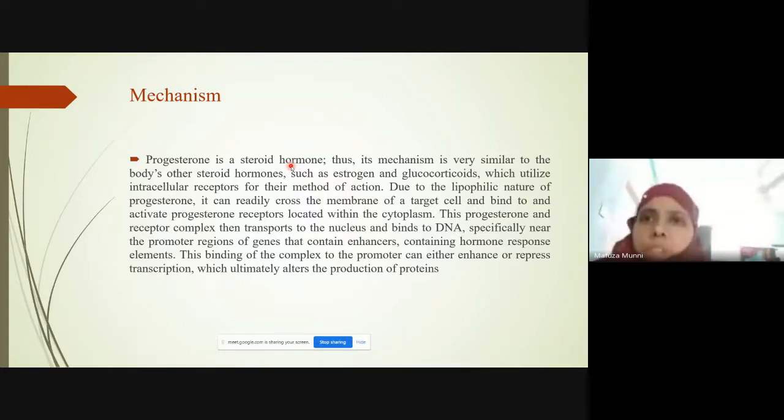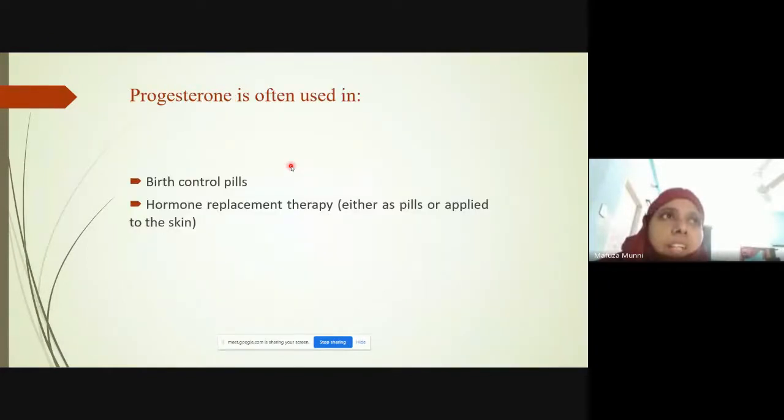This progesterone and receptor complex then transports to the nucleus and binds to DNA, specifically near the promoter regions of genes that contain enhancer containing hormone response element. This binding of the complex to the promoter can either enhance or repress transcription, which ultimately alters the production of proteins. So next.